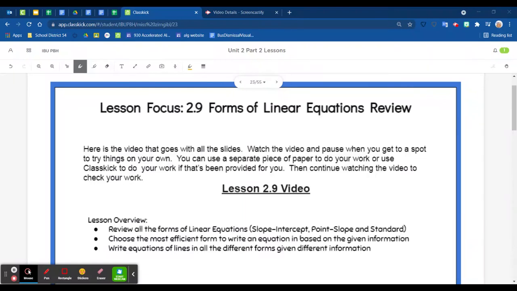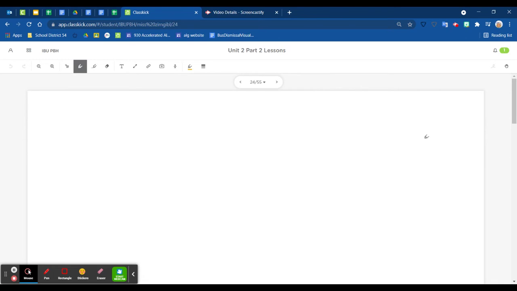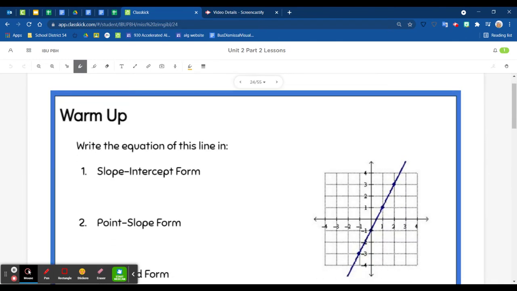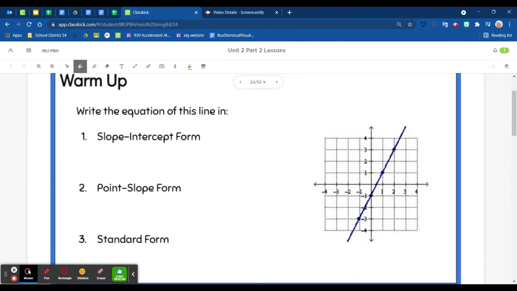All right, everybody, we are back with more of our linear equations. Today, we're reviewing all of the forms that we have talked about thus far. So, our warm up, go ahead, pause it, and try this on your own. I'm going to do it now.